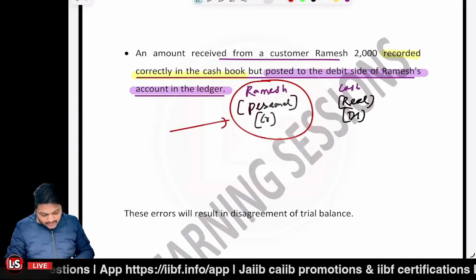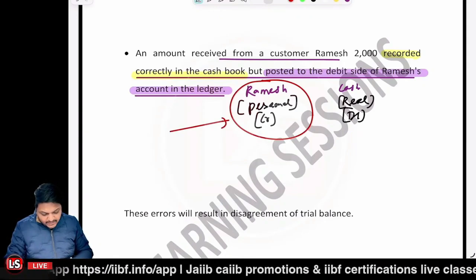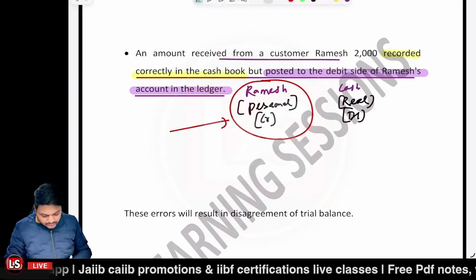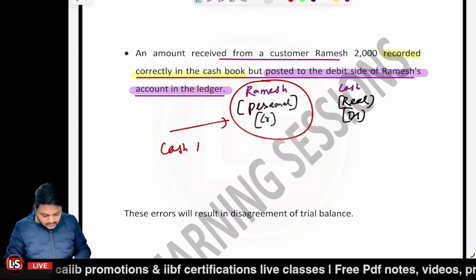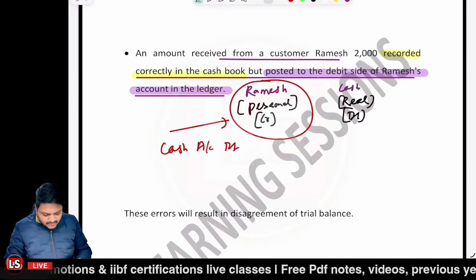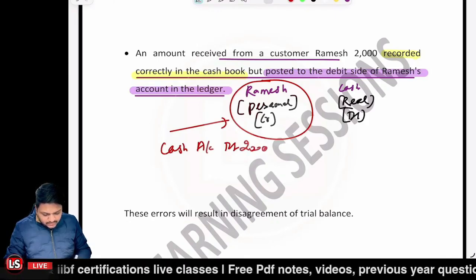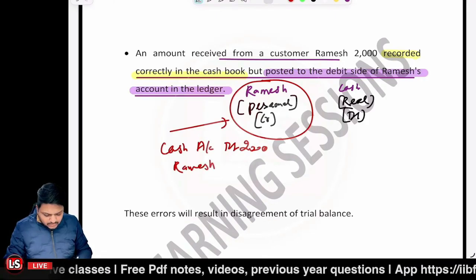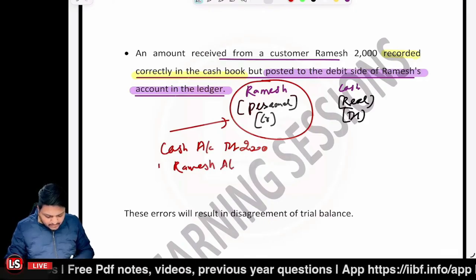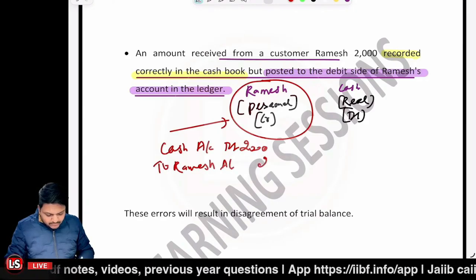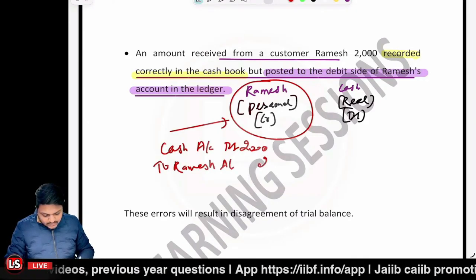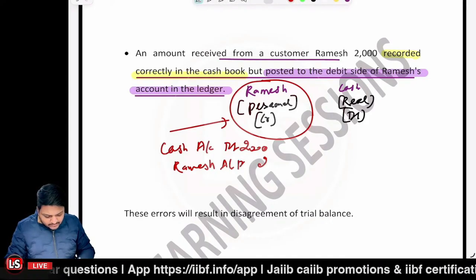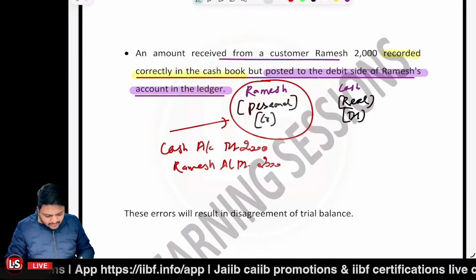Now first of all, let's see what entry we have made. We made the entry like: cash account debited 2000 and Ramesh account credited. But Ramesh account was also debited 2000. This is what we have done.